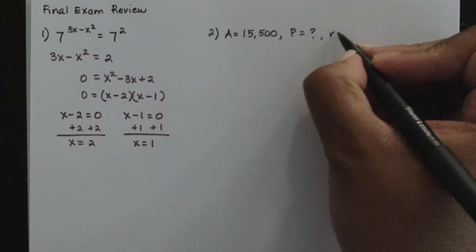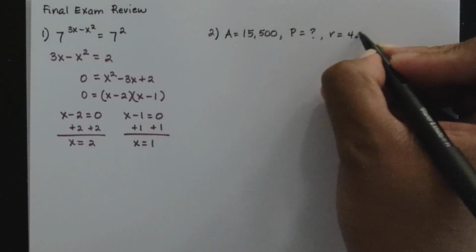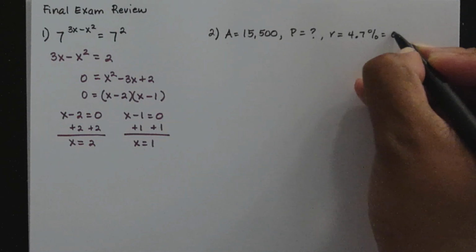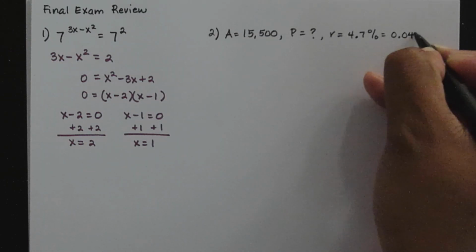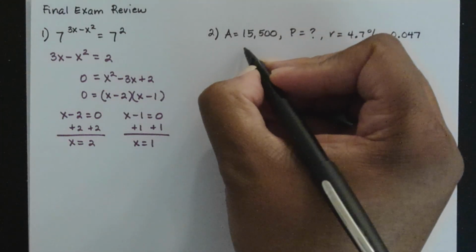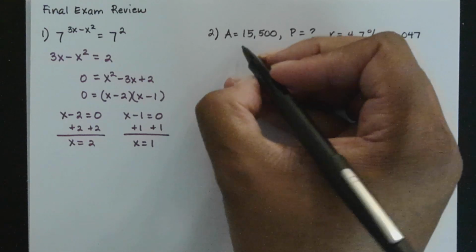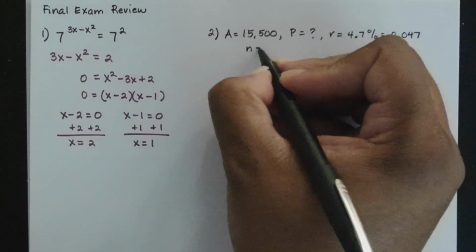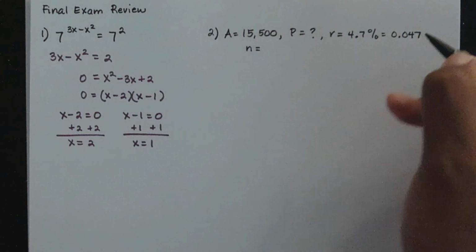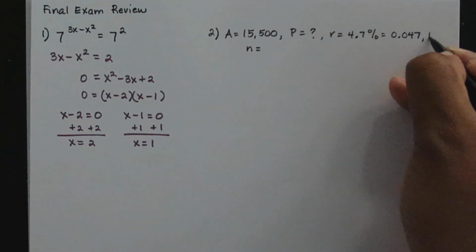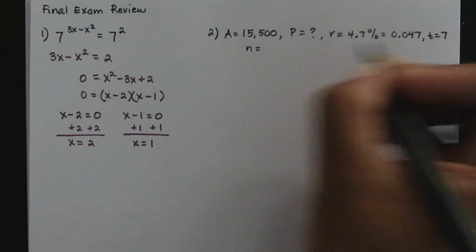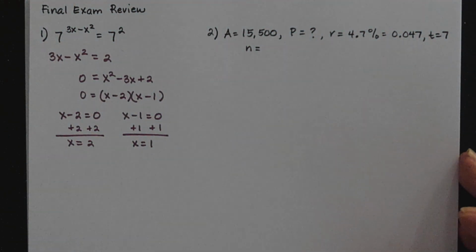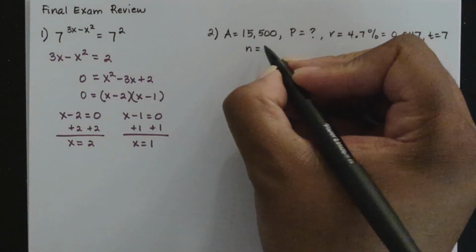And our interest rate, 4.7%. What's 4.7% as a decimal? 0.047. And of course it's compounded weekly. Our time is 7 years. That's given to us as well, so we might as well include that. Now, if it's compounded weekly, let's think about this. How many weeks are there in a year? 52 weeks.